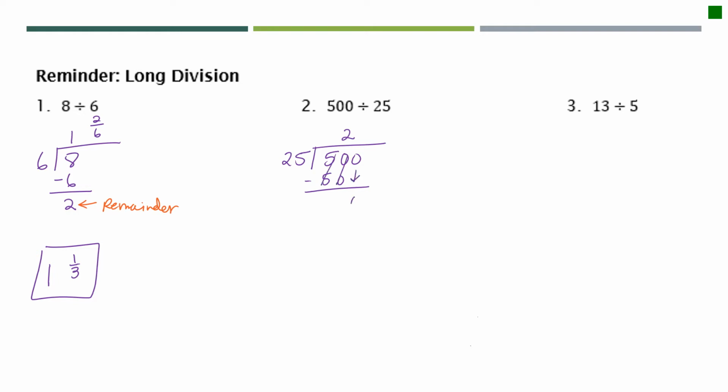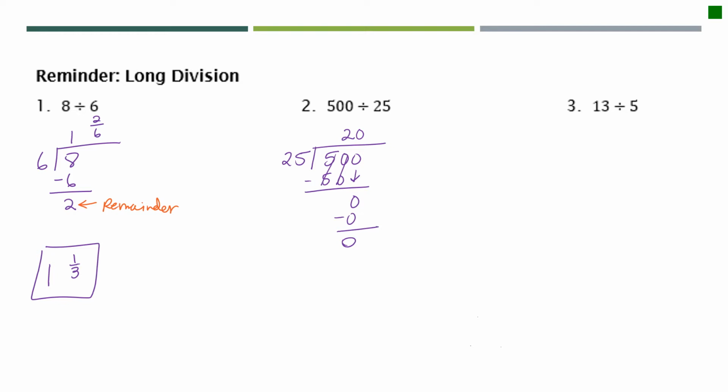Now I'm going to bring down this extra 0. And I want to know how many times does 25 go into 0? Well, it goes in there 0 times, which is 0. And then I'm going to subtract. So this all seems kind of weird, but it does work out that 25 goes into 500 20 times.